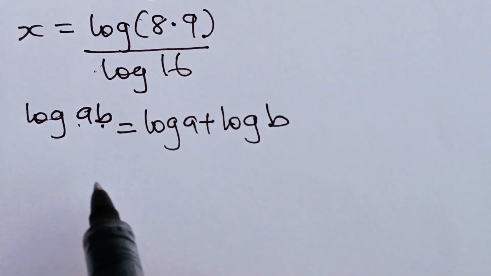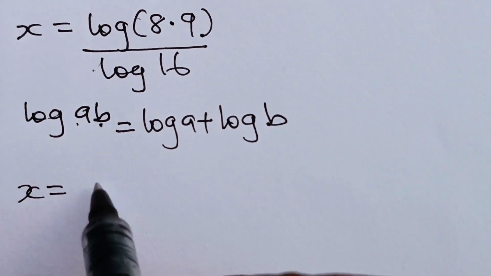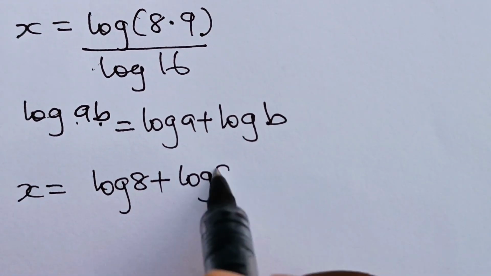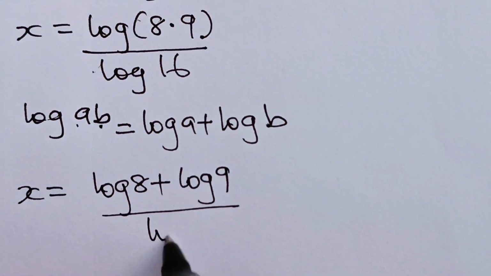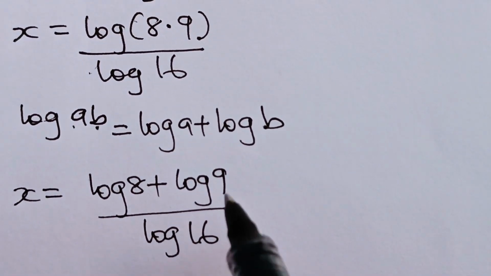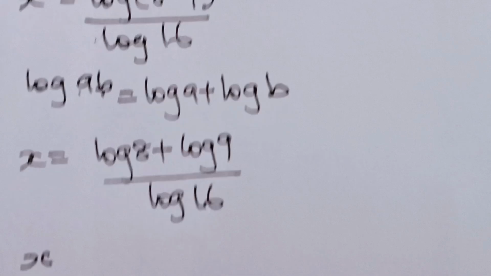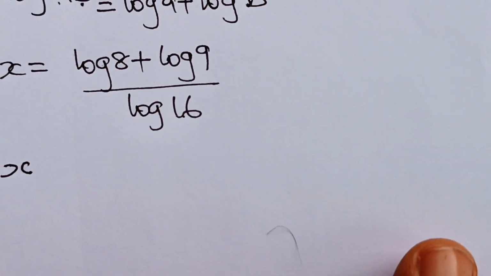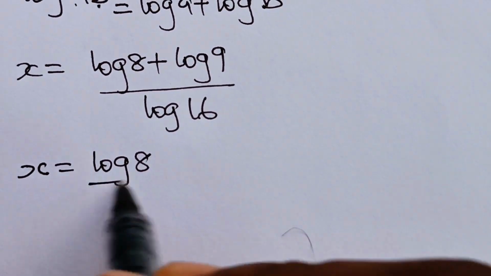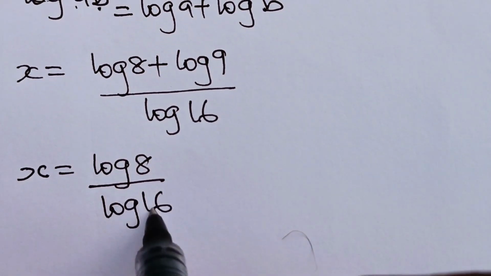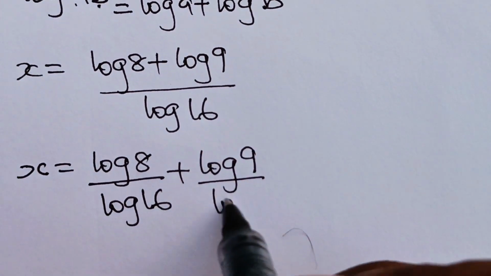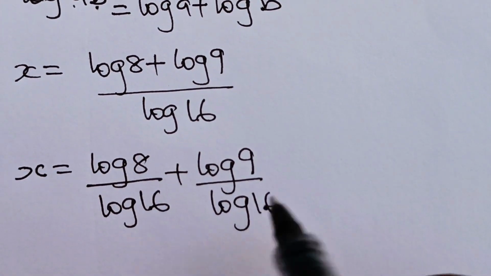Now we have x is equal to log 8 plus log 9, everything divided by log 16. Now we have x is equal to log 8 divided by log 16 plus log 9 divided by log 16.